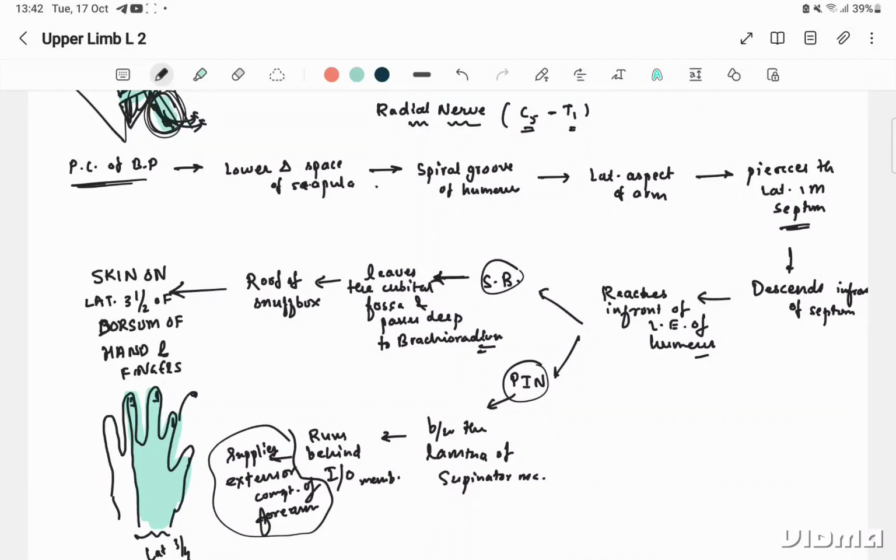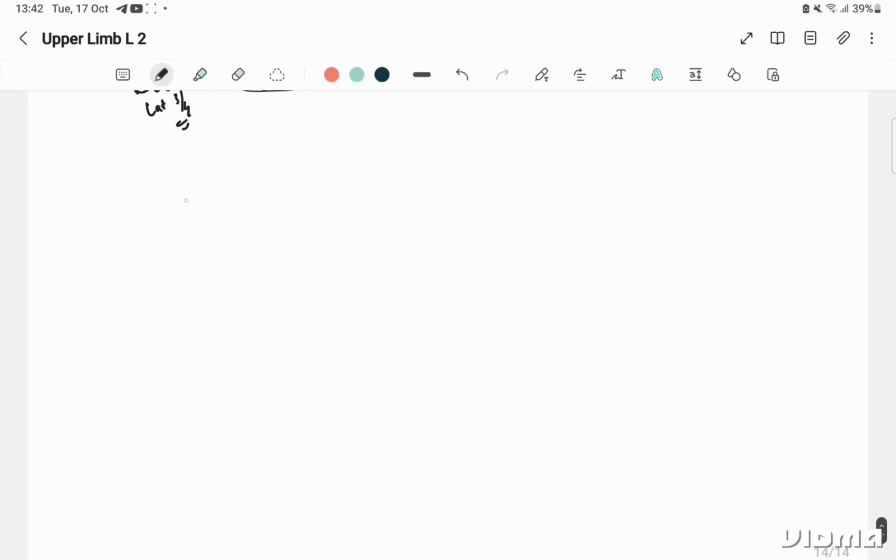Now we'll discuss a diagram here. Let's say this is the humerus. Let's say this is the lateral epicondyle here and the medial epicondyle here.